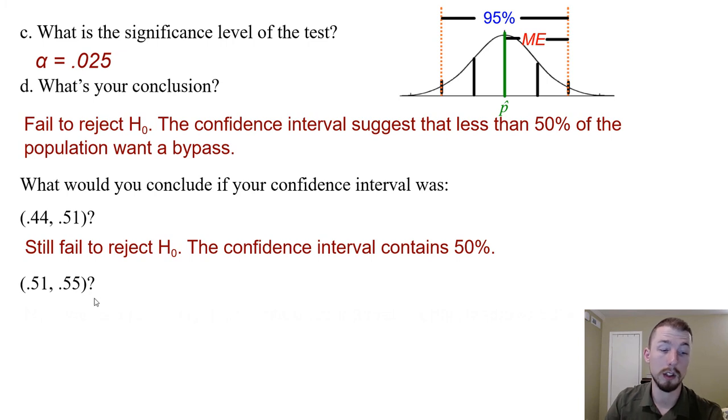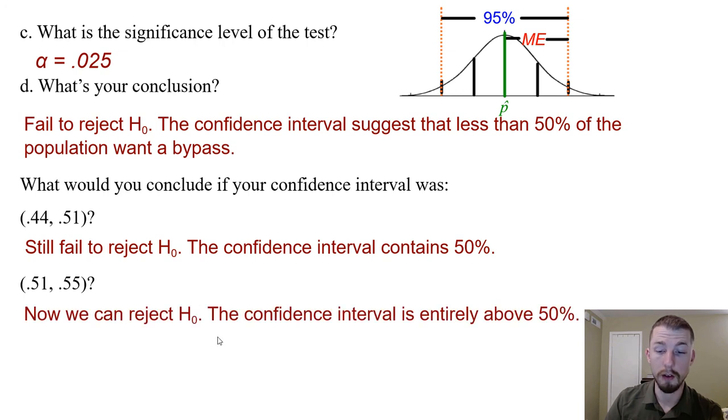But if our confidence interval was entirely above the 50%, then we would have enough evidence with an alpha level of 2.5%, because there's 2.5% on one side, that we would be able to reject the null hypothesis in favor of the alternative, meaning we believe there is majority support for the bypass.